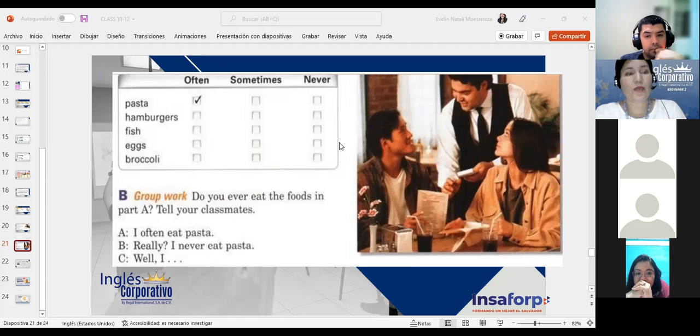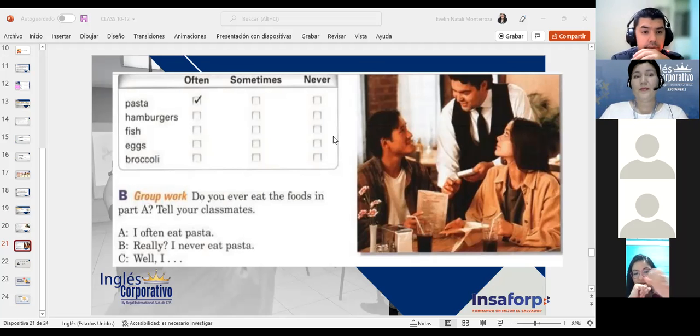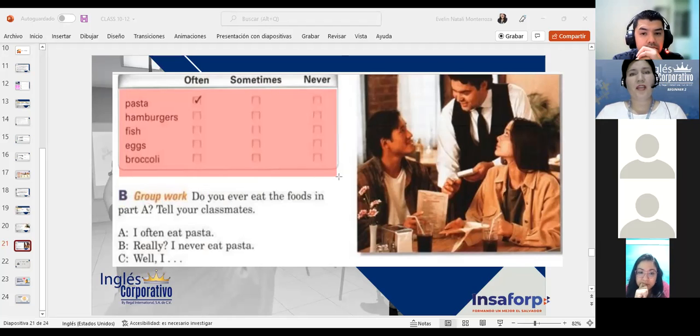Let's see, we can start with Mr. Elmer, can you give me your example about these specific types of food? One by one? You can choose any of them. Si los quiere decir todos, si quiere escoger algunos.